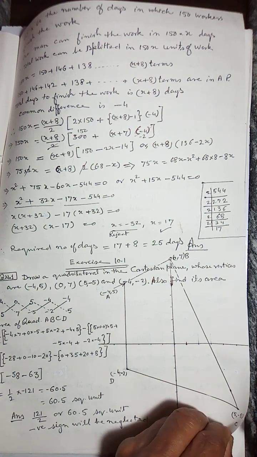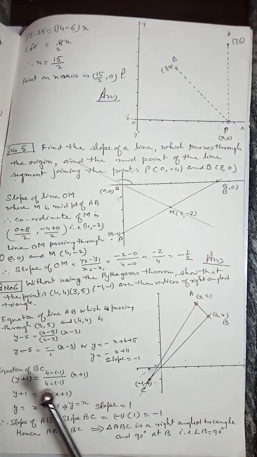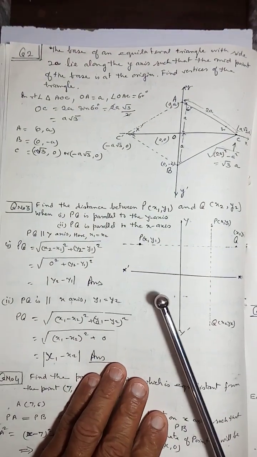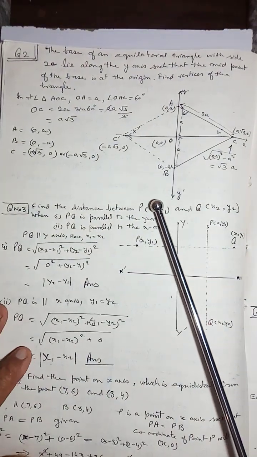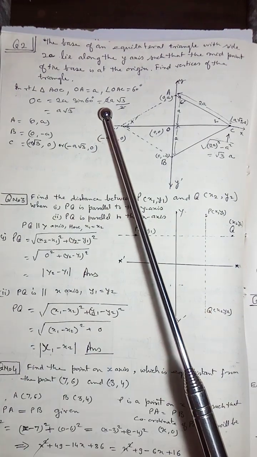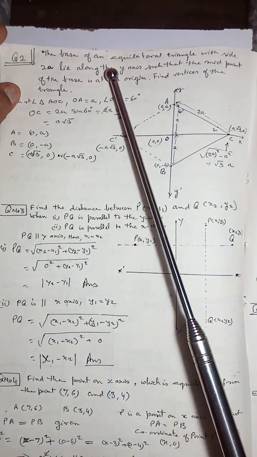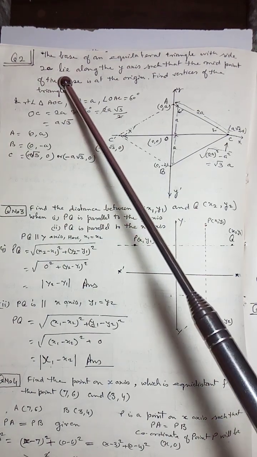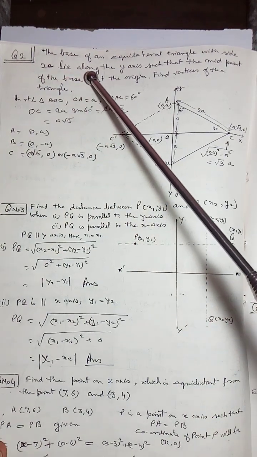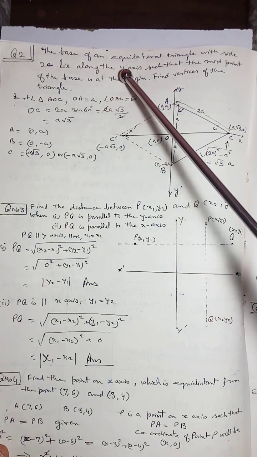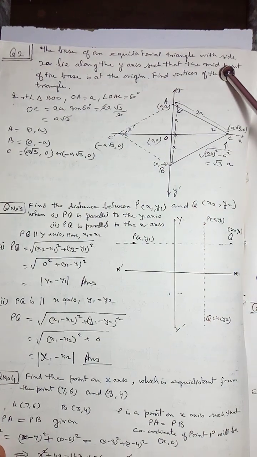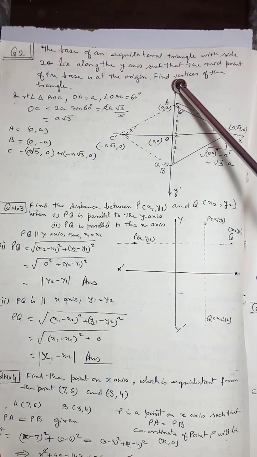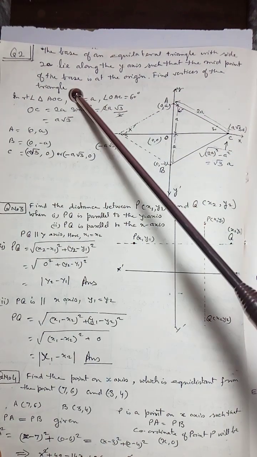Now come to question number 2. The base of an equilateral triangle with side 2a lies along the y-axis such that the midpoint of the base is at the origin. Find the vertices of the triangle.